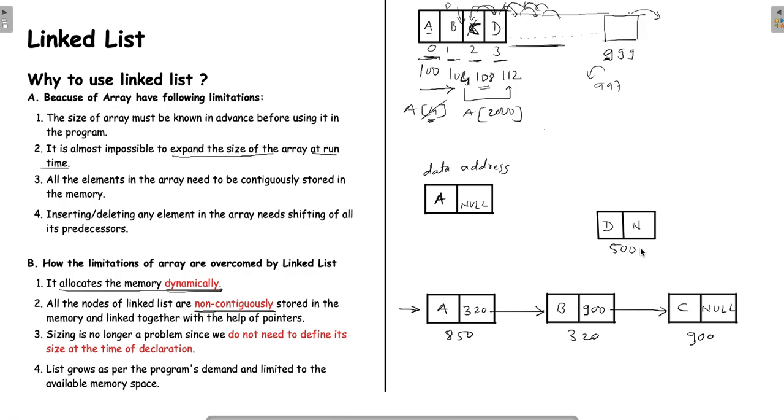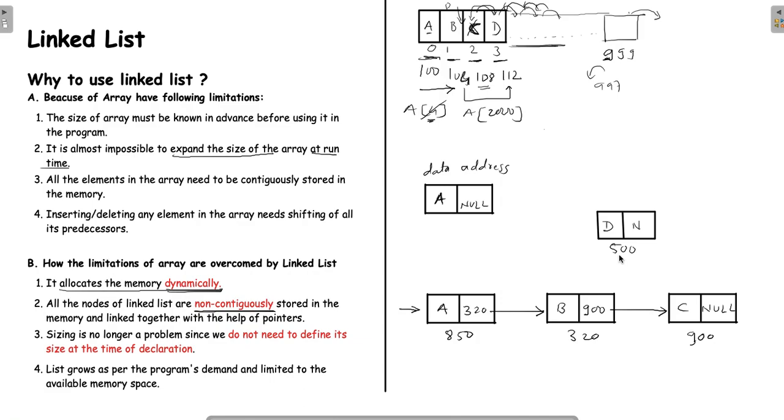Now you want to add this information in between somewhere. We have seen that if you want to add into an array, you need to shift the remaining elements, and that is an additional operation. So here we do not need to do that. We have to just make some small changes. I want to insert this node in between somewhere here. So what I want is, after A I should visit B, and after B I want to go to D.